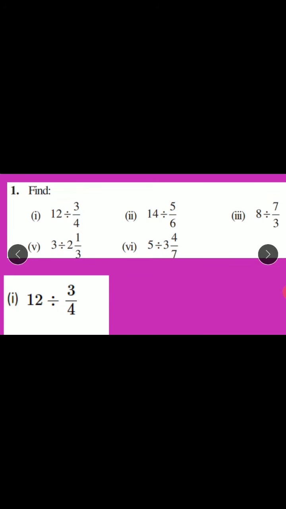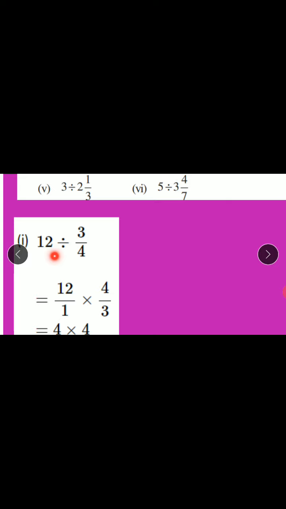Let's see the first one. 12 divided by 3 by 4. 12 is going to be divided by 3/4. And division of fractions is not possible directly. We cannot divide the fractions directly. So to do the division of fractions, the dividend we will keep as it is.